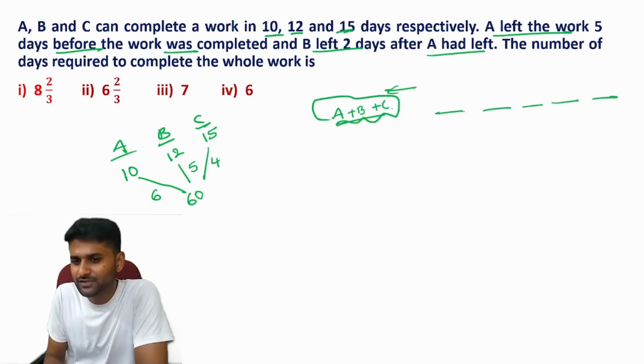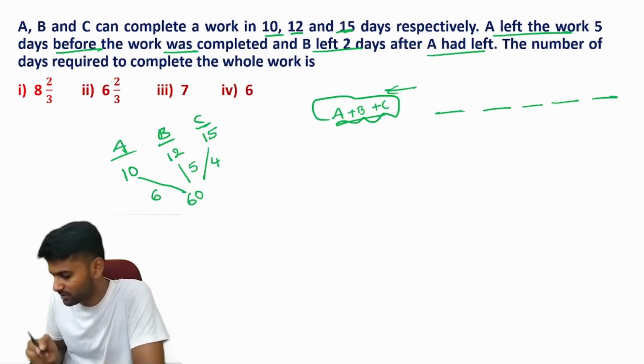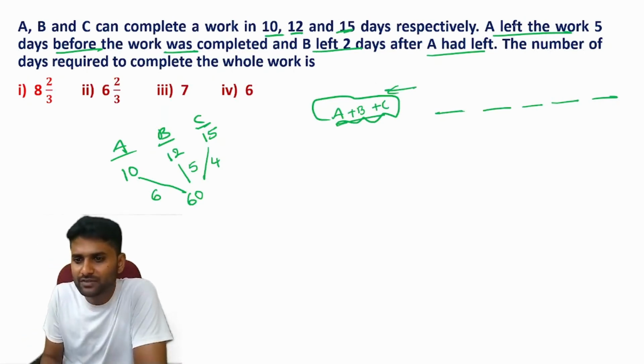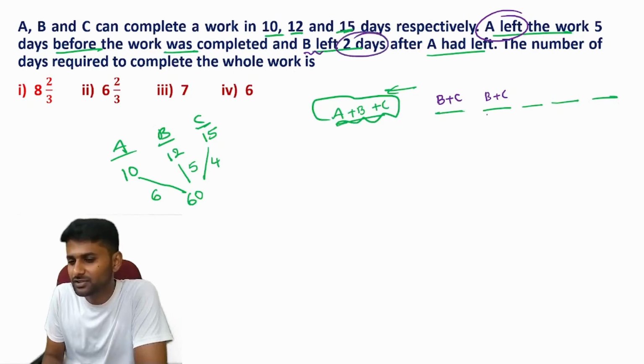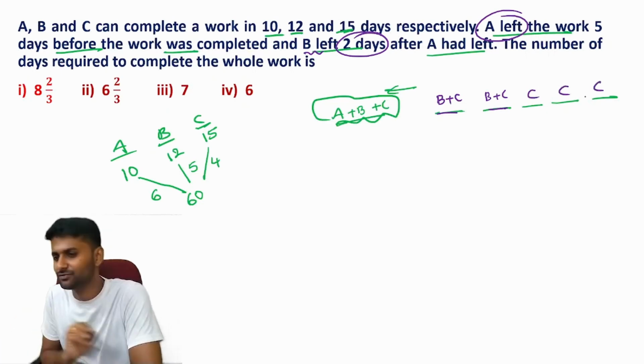So before these 5 days, A, B, C continuously work. Definitely they are going to finish a certain number of units. Now, first, who left the work? A left the work. If A left the work, now B and C are working. But they clearly mention that B also left 2 days after A. So B and C work for 2 days. Again, B left, which means in the last 3 days C completes that work.